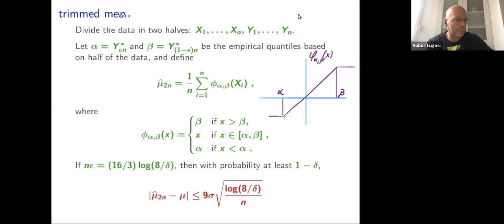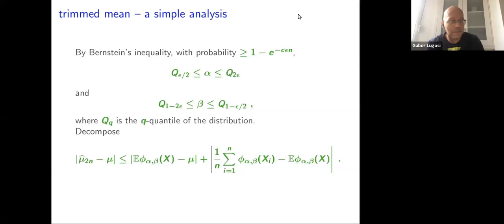So first, it's very easy to see, this is just Bernstein's inequality, that the empirical quantiles are accurate to this level. Okay, so the epsilon empirical quantile, remember, this epsilon is log 1 over delta over n. So in this range, we can make sure that with probability e to the minus epsilon n, which is delta, right? So with probability 1 minus delta, the empirical quantile is correct up to this, right? So we're trying to estimate the epsilon quantile, and we're going to be between the epsilon over 2 and the 2 epsilon quantile. And the same for beta, okay?